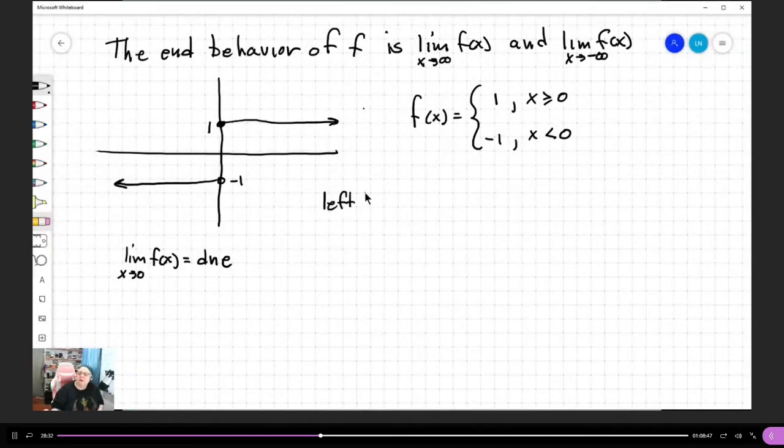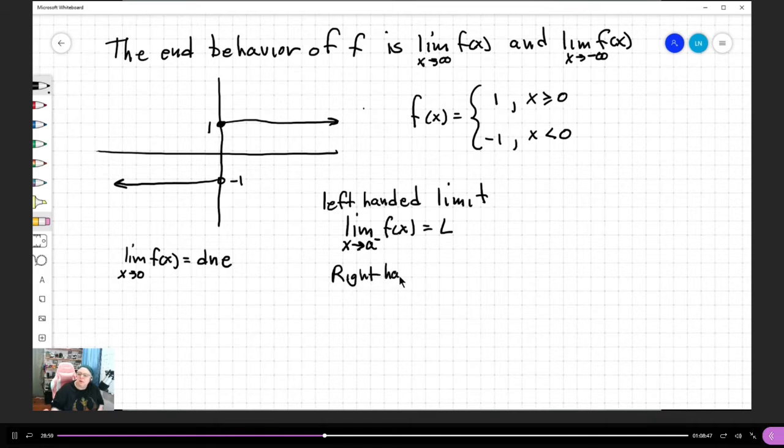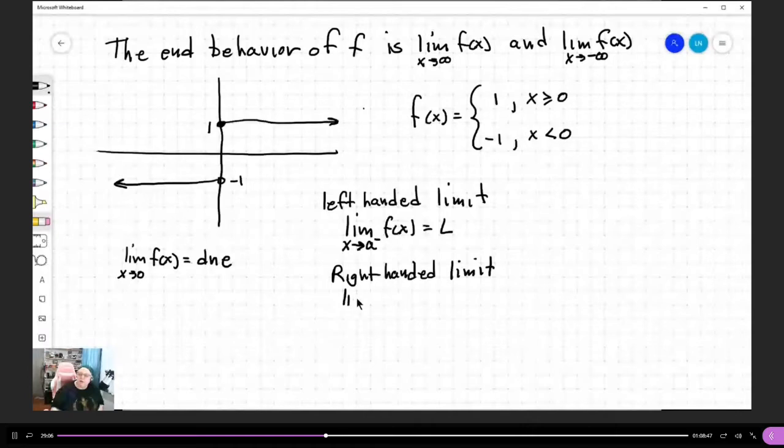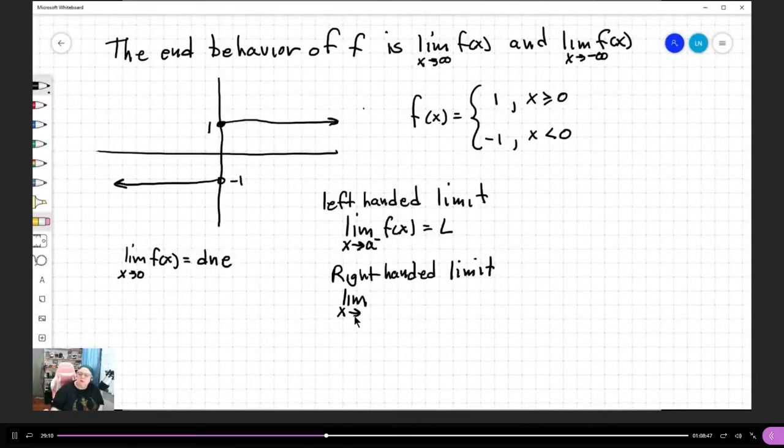A left-handed limit we write this way. The limit as x goes to a with a little minus sign in the corner of f of x equals L. A right-handed limit we write as the limit as x goes to a with a little plus in the corner of f of x equals M. I'm going to say M because they don't have to be equal. Okay. All right, so that's what that notation means, and that's what we're going to talk about today.